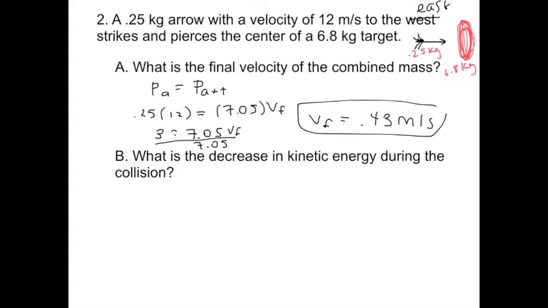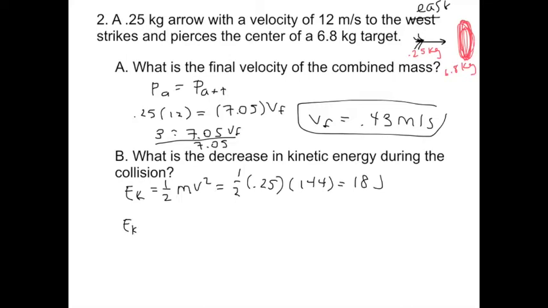In the second part, we're asked, what is the decrease in kinetic energy during the collision? So let's look at the initial kinetic energy first. So we know that kinetic energy is equal to 1/2 mv squared. We know that only the arrow has a velocity, so only the arrow will have kinetic energy. So we get 1/2 times 0.25, and then v is 12, so 12 squared is 144. That comes out to 18 joules.